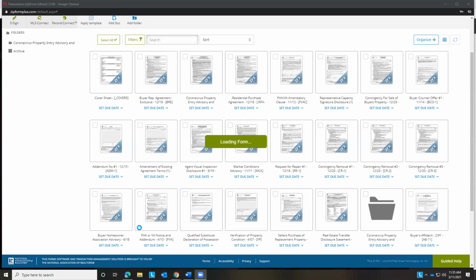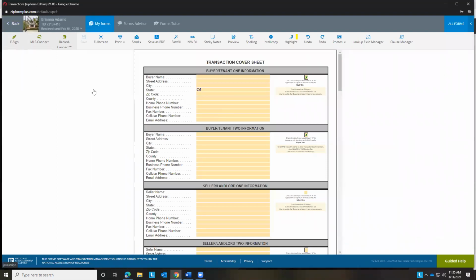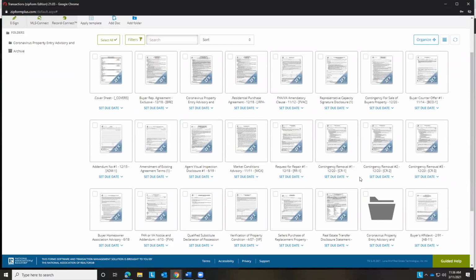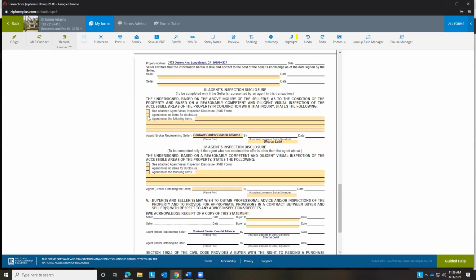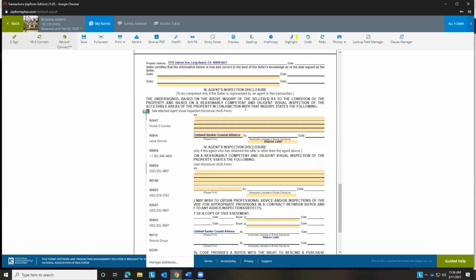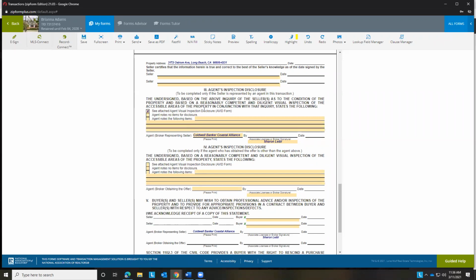So guys, it's just so much easier to do your AVID in the beginning. It does not help anyone to wait and do this. Just get it over with. I know they're a pain in the okole, but they can be very important and they can hold a lot more weight than you think they do. So what I'm talking about is right here. Everybody checks the C attached agent visual inspection disclosure. You have now linked those forms together.